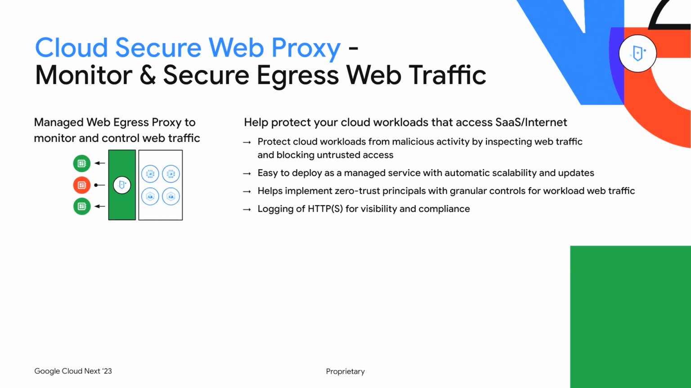So the next layer of protection comes from Cloud Secure Web Proxy, as I mentioned. It monitors and secures the egress. It ensures that your cloud workloads do not connect to, say, unknown destinations. Why is this important? Customers were telling us that they don't want to send data to unknown destinations, maybe due to some misconfiguration error that they made.